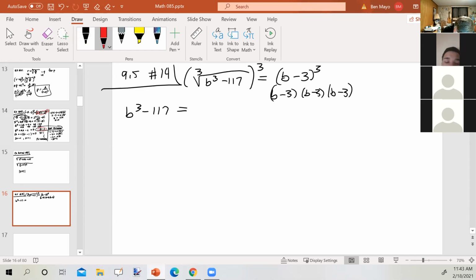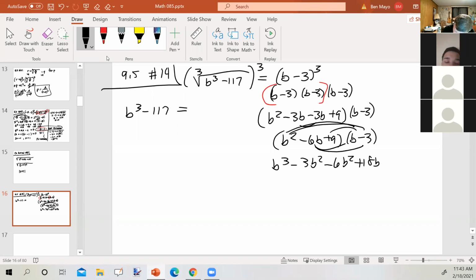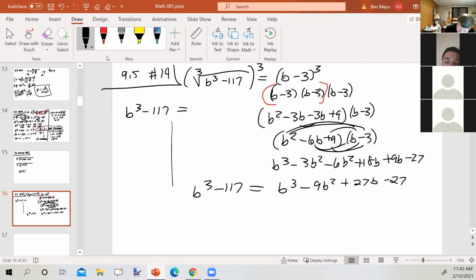Okay, 3 factors. I'm going to multiply the first 2 first, which is b squared minus 3b minus 3b plus 9. All that times b minus 3, the third factor. Combining like terms, b squared minus 6b plus 9 times b minus 3. Okay. Distributing, I'm going to get b cubed minus 3b squared minus 6b squared plus 18b plus 9b minus 27, which is b cubed minus 9b squared plus 27b minus 27. And I'm going to bring this down here. So there is our equation multiplied out. Let's see here. I just want to make sure I didn't make any mistakes. I think it looks good.